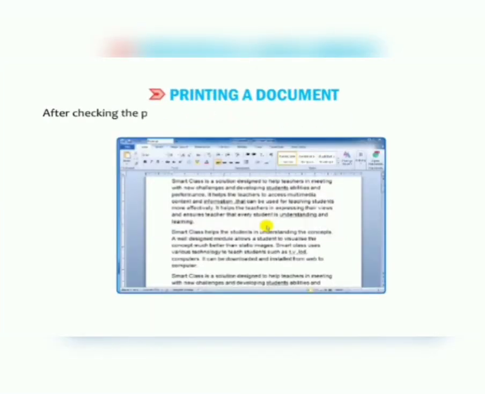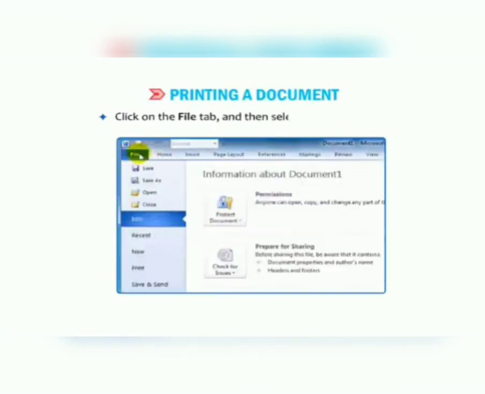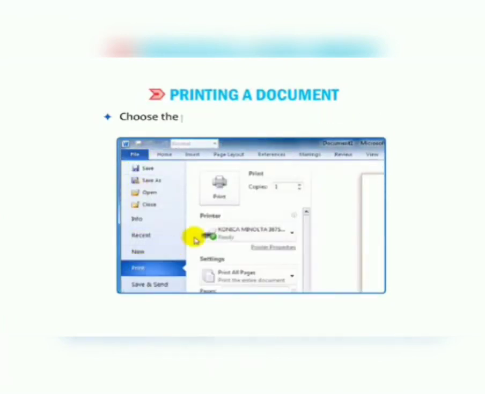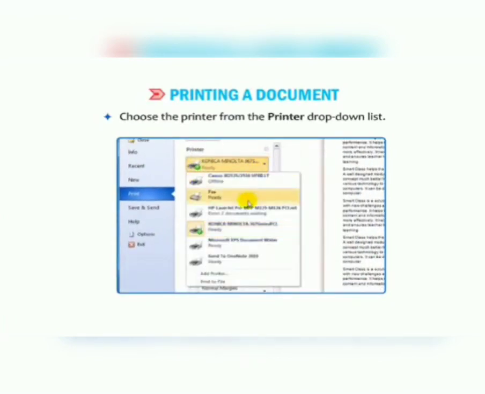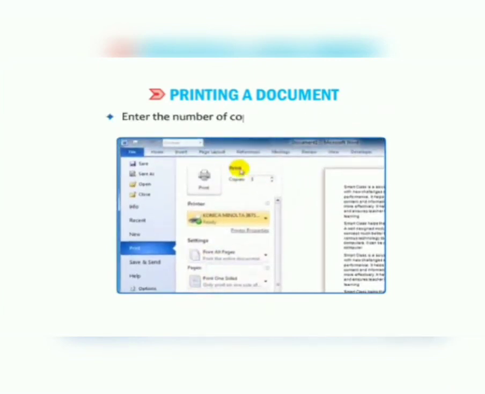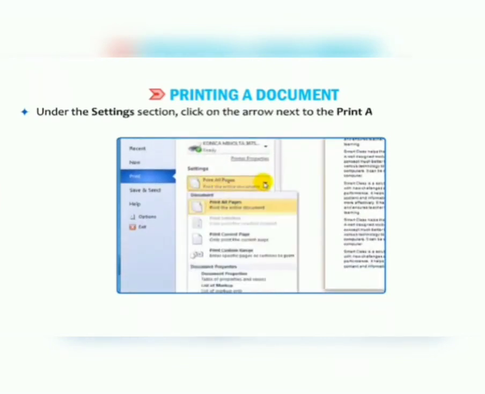After checking the preview of the document, you can follow the given steps to print the document. Click on the File tab and then select the Print option. Choose the printer from the Printer drop-down list. Enter the number of copies in the Copies spin box. Under the Settings section, click on the arrow next to the Print All Pages to choose any given option.